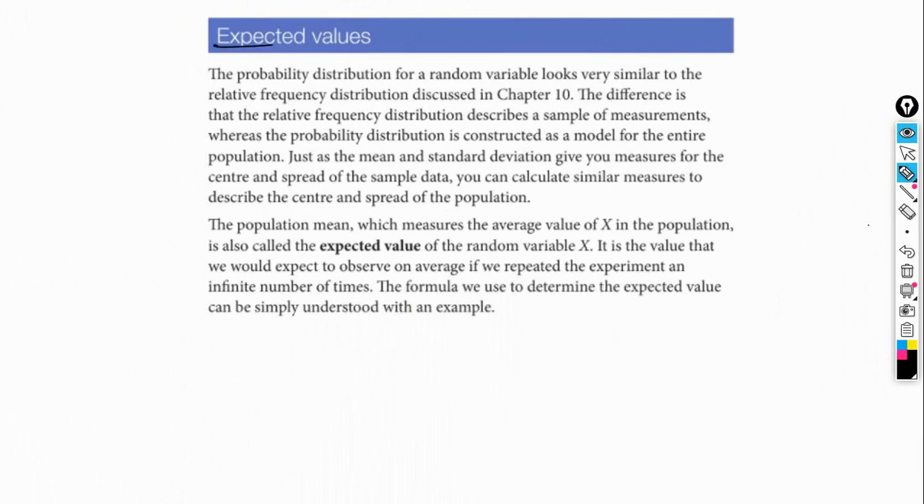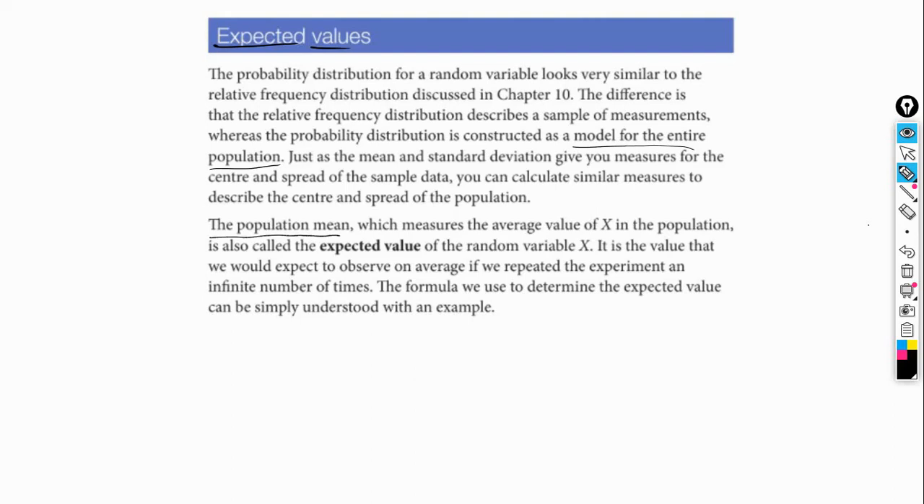So now let's talk about expected values. The probability distribution for a random variable looks very similar to the relative frequency distribution that we discussed in Chapter 10. The difference is that the relative frequency distribution describes a sample of measurements, whereas a probability distribution is constructed as a model for the entire population. Just as a mean and a standard deviation give you measures for the center and spread of the sample data, you can calculate similar measures to describe the center and spread of the population.